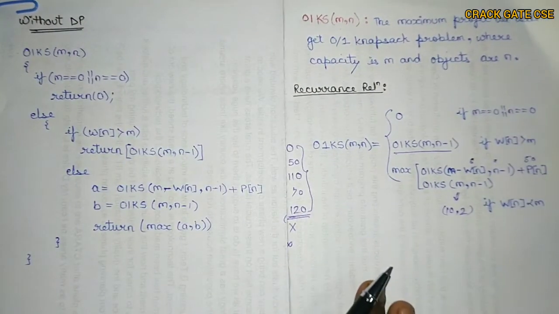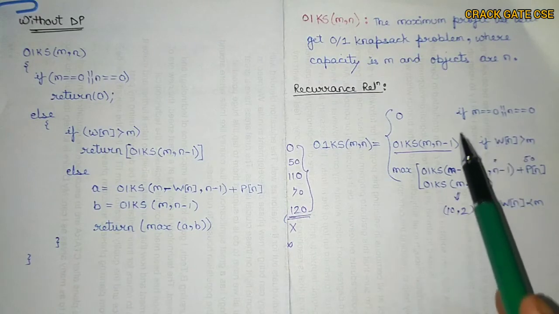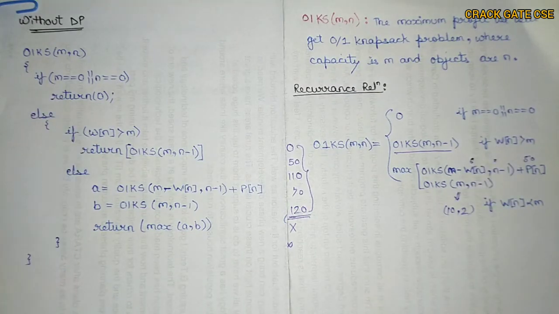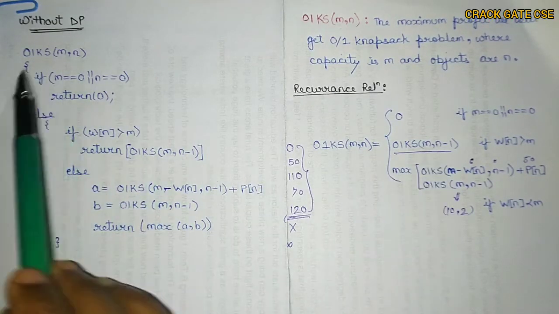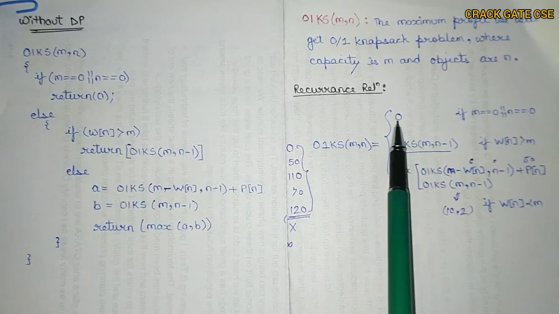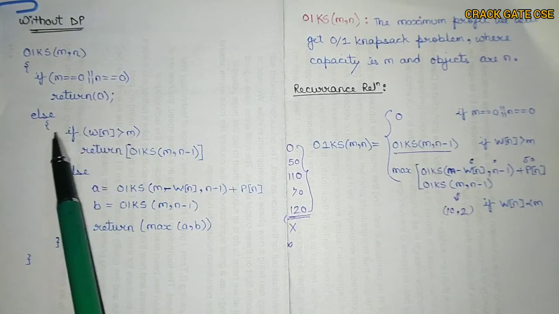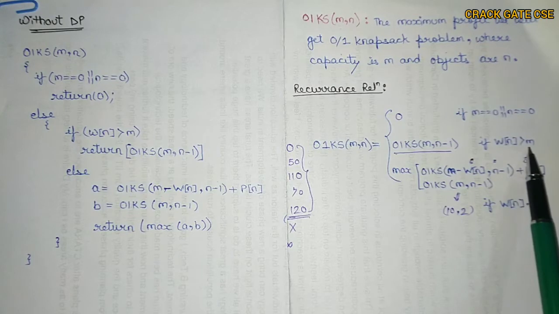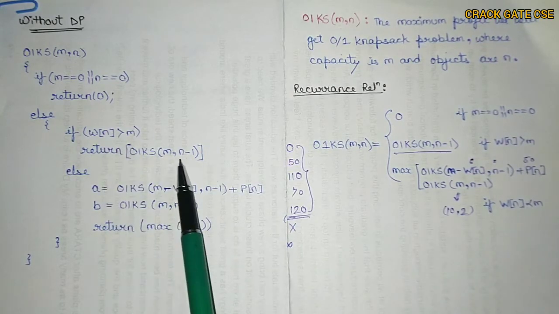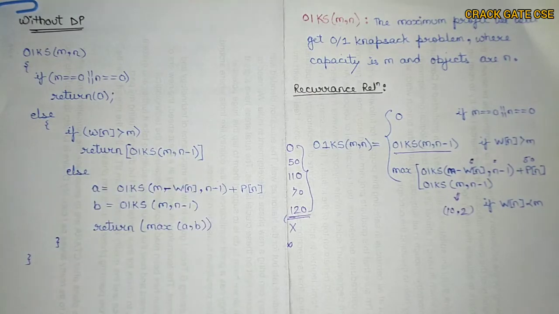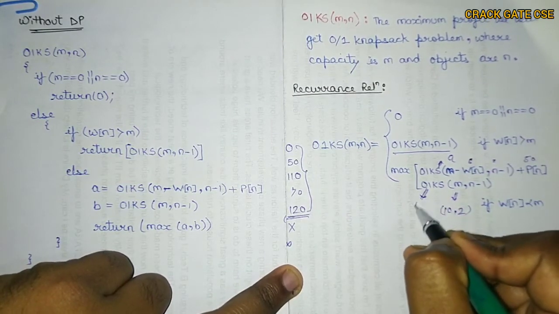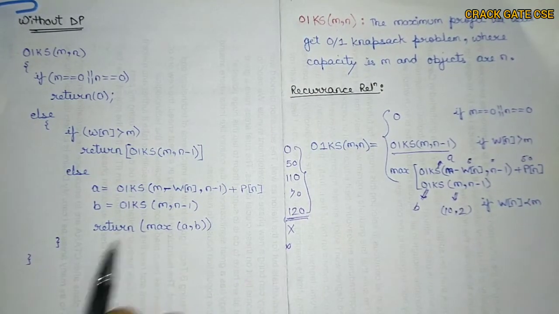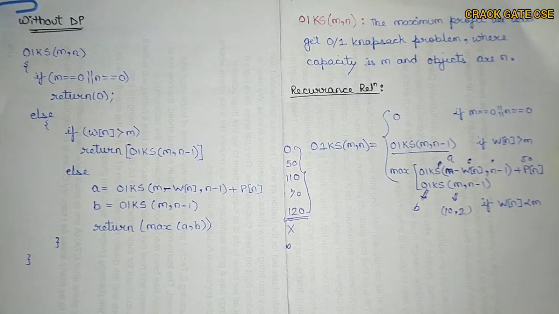So this is the recurrence relation. The same way the recurrence relation is written, in the same way I wrote down this particular function. How? 0 by 1 knapsack(m, n): if m or n equals 0, return 0. Else if the weight of the object is greater than m, then skip, because I am removing that object. Else, I store the first option in A and the second one in B, and then I take the maximum of both. So this is the program.